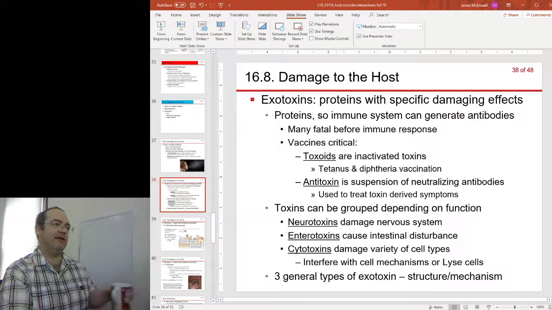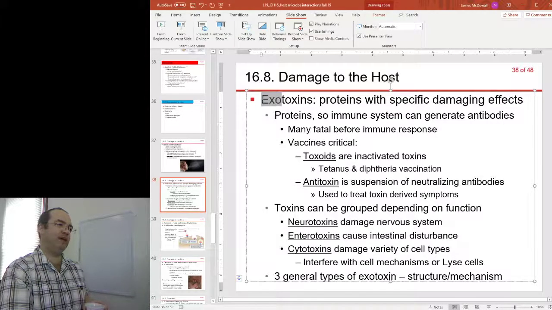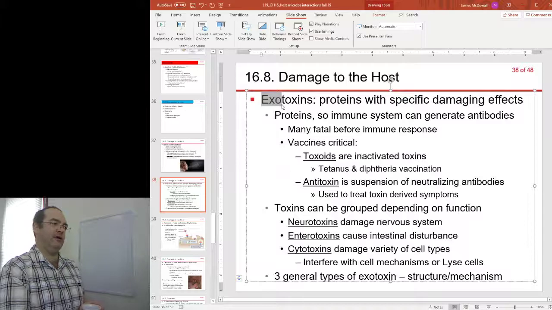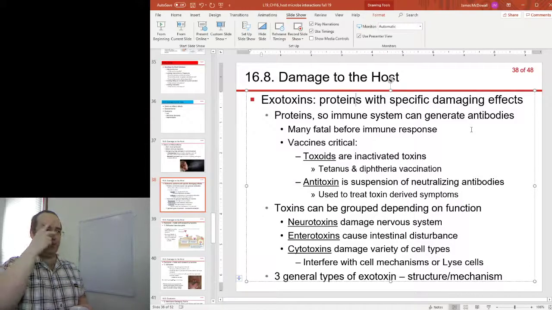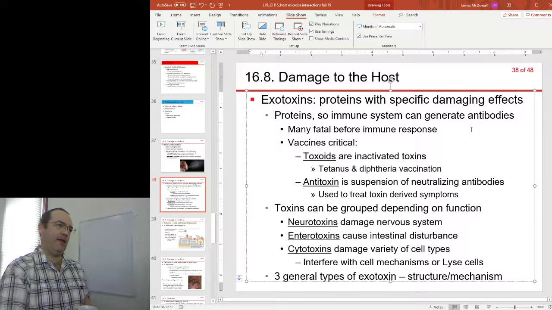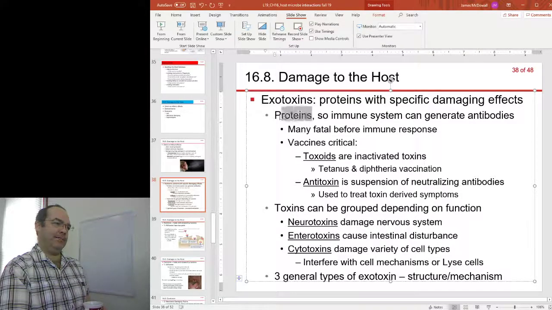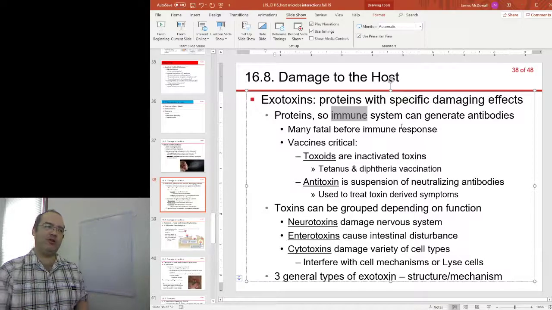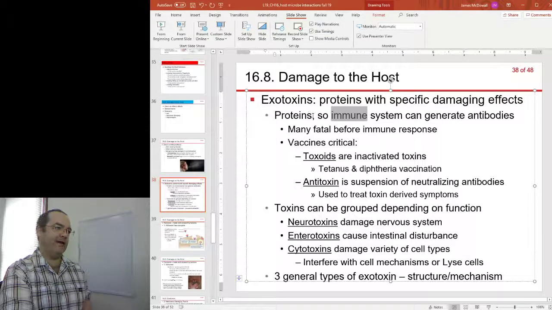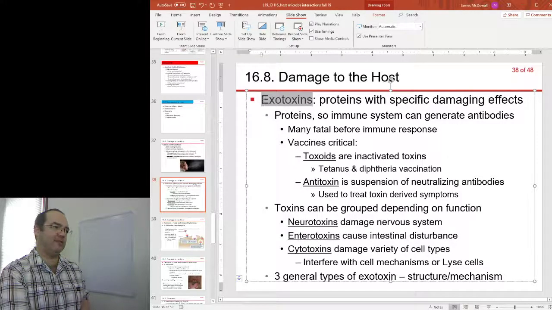On to slide 38, exotoxins. Exo means outside or external. These are toxins that are made by the bacteria and then are typically released into the host. They are typically proteins. Proteins are immunogenic, which means they stimulate an immune response. So we can produce an immune response, including antibodies, against just the toxins themselves.